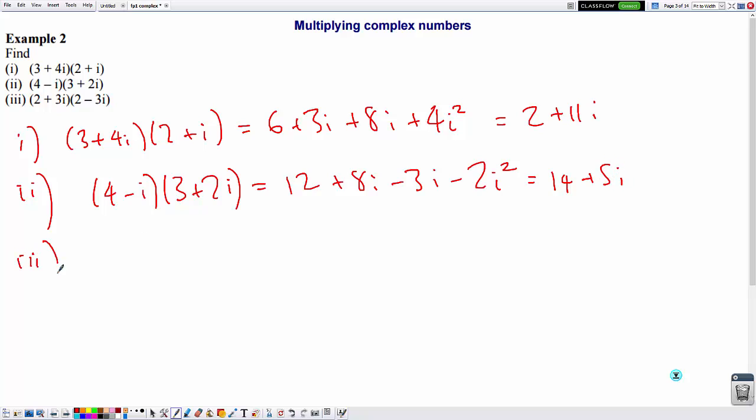Okay, part 3. Now we've got 2 plus 3i times 2 minus 3i. Now we can do it as we've done before, but instead let's be a little bit smarter and notice this is the difference of two squares. When we do the difference of two squares, all we need to do is square this and square that and put a minus in the middle, and we're done. So this is 4 minus 9i squared, and i squared is -1, so this is 4 plus 9, which is 13. Done. Now this is actually always true. This is the conjugate of this complex number. We'll look at that soon. When you multiply a complex number by its conjugate, you just get a real number.